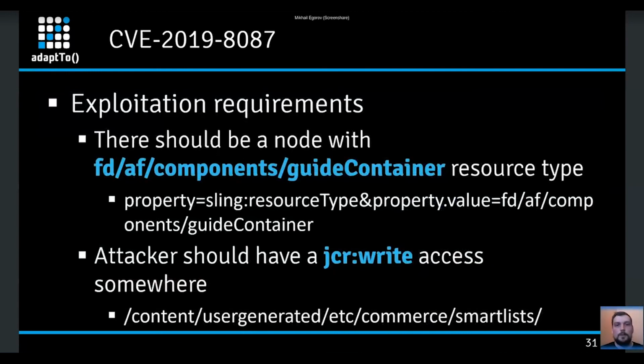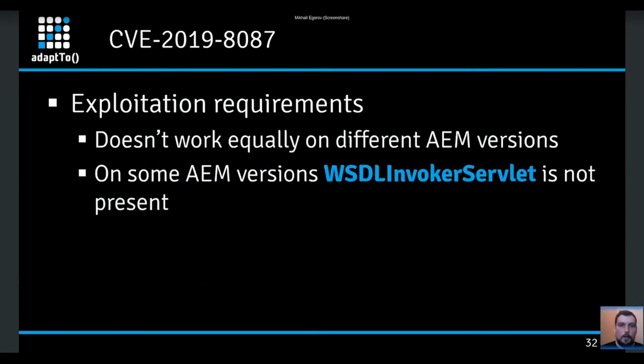To exploit this, again, we need a GCR node with a proper resource type. Demo content that's included in We.Retail and Geometrixx packages contains such nodes. And another option is that GCR node content under user-generated commerce smart lists is usually writable by an anonymous user. I observed that on some AEM versions, the WSDL Invoker servlet is not present, and we are not able to exploit the vulnerability.